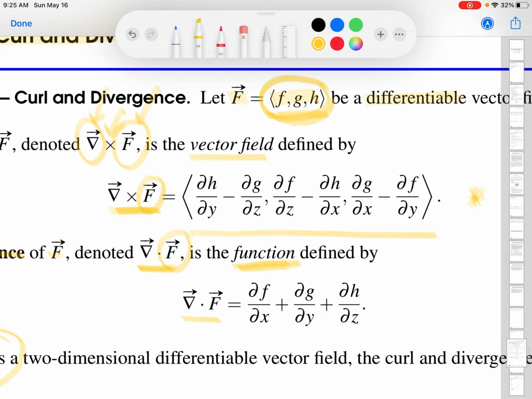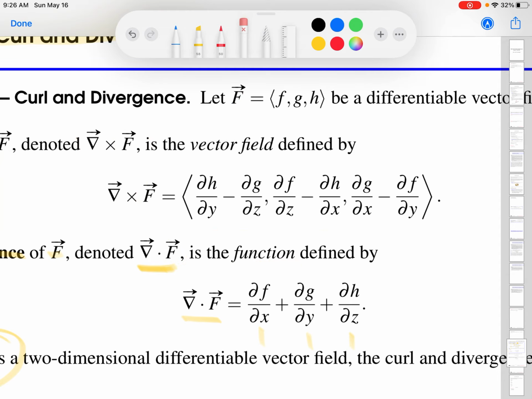So how is the divergence of a vector field F defined? You literally take its components and you differentiate them with respect to x, y, and z in that order. So partial of f with respect to x plus partial of g with respect to y plus partial of h with respect to z. And that is the divergence.